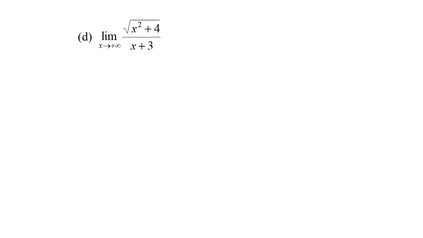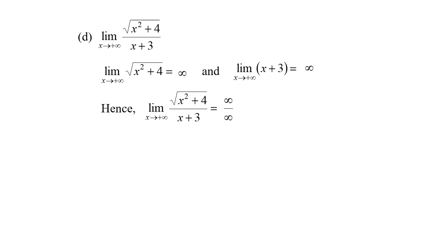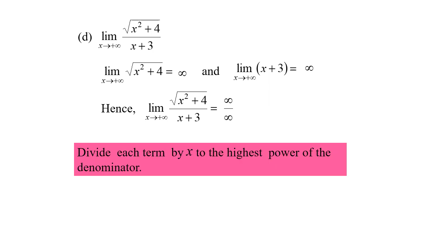For question D, limit of square root of x squared plus 4 divided with x plus 3 when x approaches positive infinity. Find the limit separately for the top and the bottom one. So we get positive infinity and positive infinity. Positive infinity over positive infinity means that we have to divide everything with the highest power of the denominator. What is the highest power for the denominator here? x. Because the numerator has a square root, x is equivalent to square root of x squared.